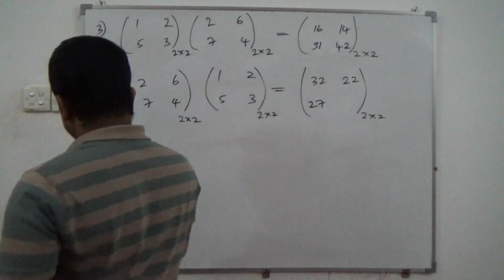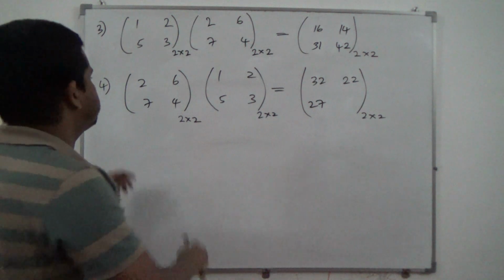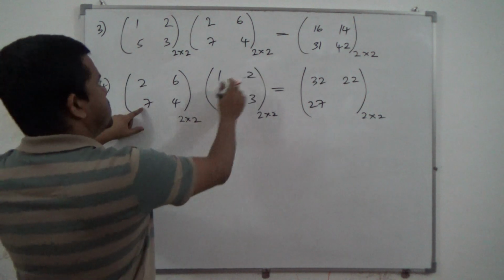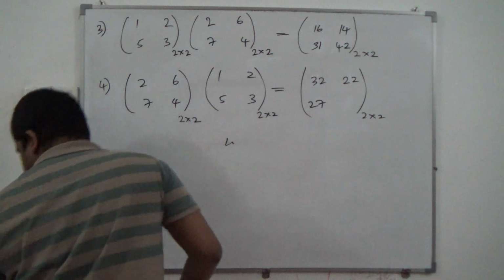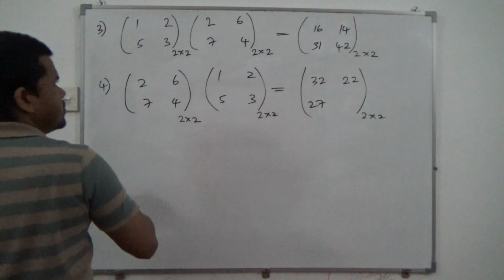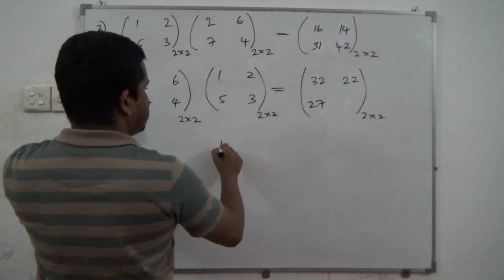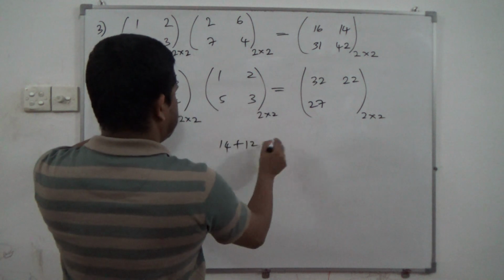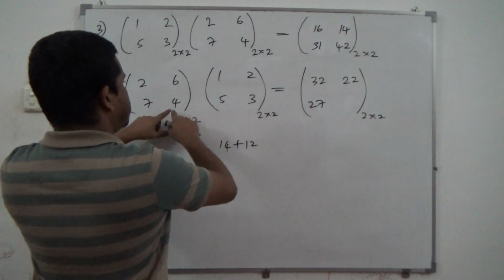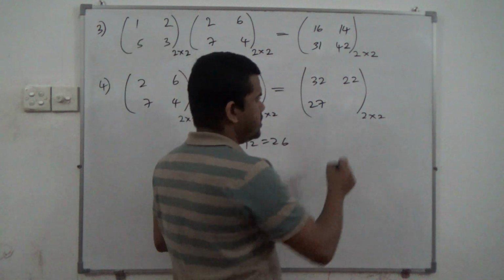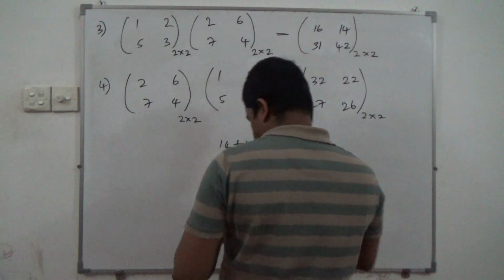Here we have to consider this row and this column. 14, 12, 26. The answer is 26.